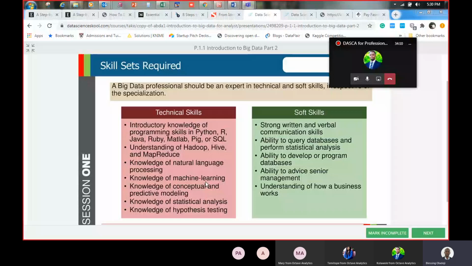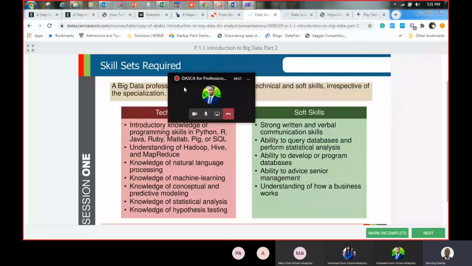You need to know how to query databases. Those are not really soft skills per se. To know how to query databases is not a soft skill, but maybe DASCA is classifying it as a soft skill. You need to know how to develop programs, databases. You need to know also how to advise senior management. So at times, the senior management tend to feel that they know more than you because they sit in that senior management position. But because you see the data, you need to know how to really negotiate your way through and to convince senior management to accept some of your recommendations.